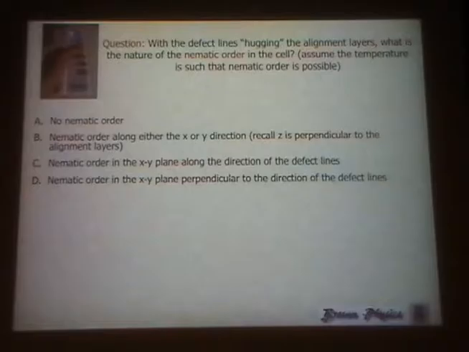So let me give you a chance to think about that. And the idea here is to think about, let me just give you a quick hint. Think about the geometry of a half integer defect. What it does to the director as you go around it. That's the key idea.